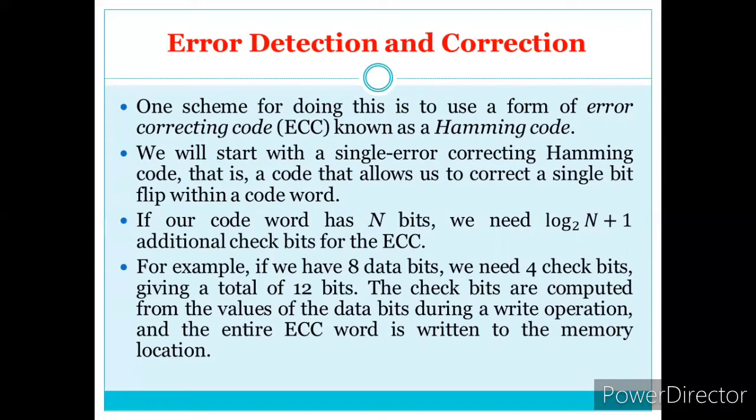How are we doing this? If you substitute n as 8, log 8 to the base 2 is 3. 3 plus 1 is 4. So we need 4 check bits. Now 4 plus 8 is 12 bits. So the ECC word is 12 bits in size. Check bits are computed from the value of the data bits during a write operation, and the entire ECC word is written to the memory location. In this way, we can detect the flipped bit in the memory location and correct it, if we add extra hardware called the Hamming code or error correcting code method.